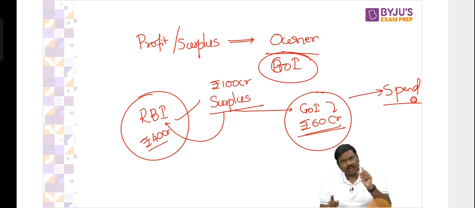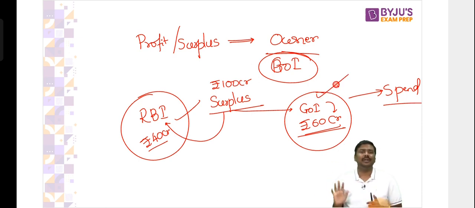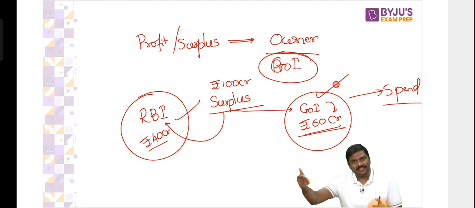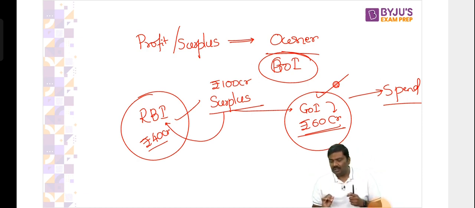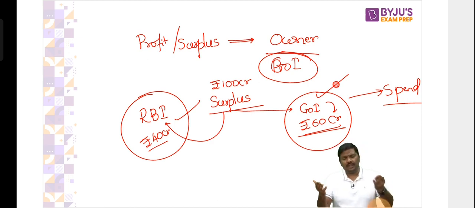And one way, not the only way, one way through which Government of India will get the money is through the entities owned by government. Have you understood this? The public sector undertakings, which are owned by the government, will give money to Government of India. Part of the profits will be given to Government of India. Why? Simple. Government of India is the owner.